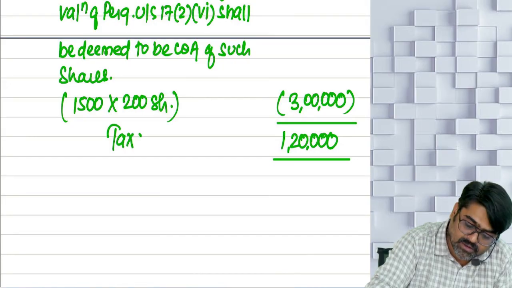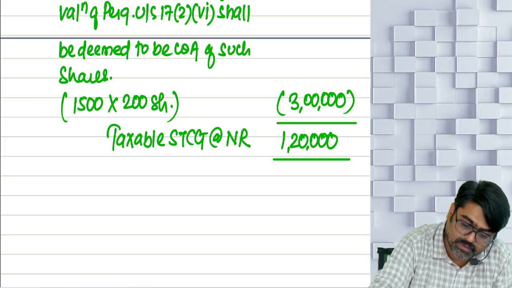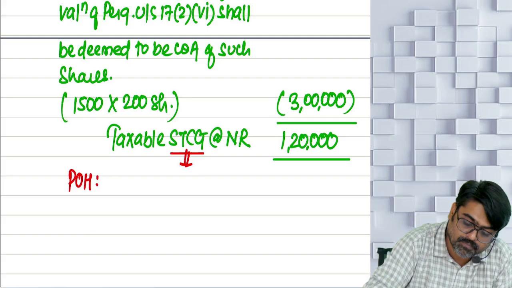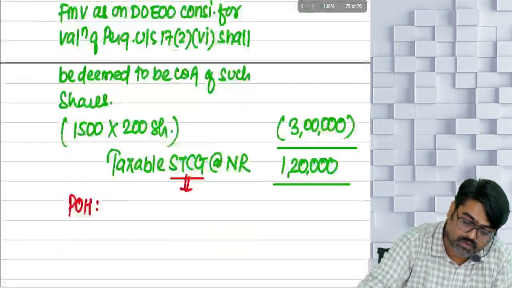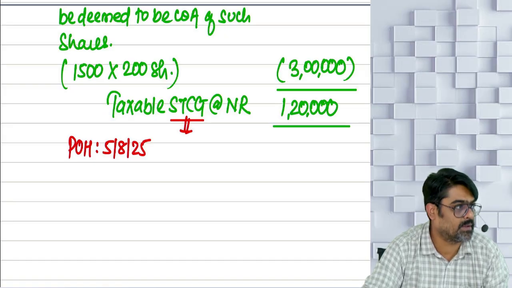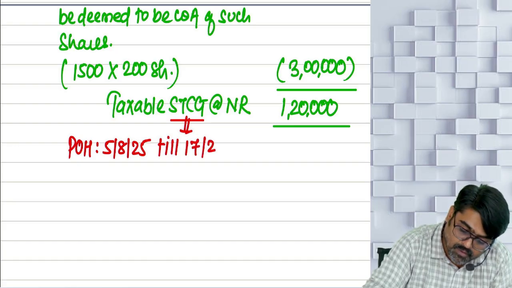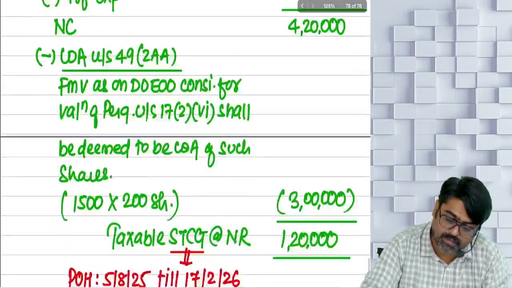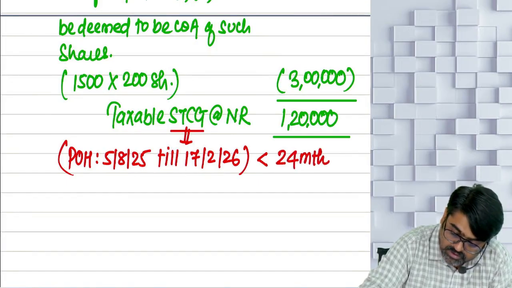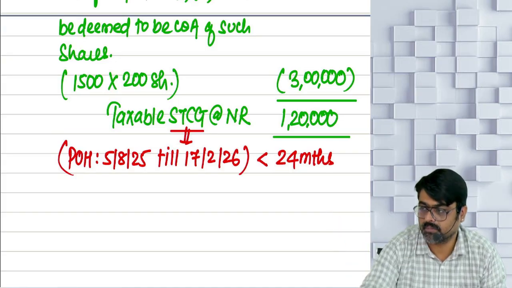This is taxable short-term capital gain at normal rates. Why short-term capital gain, sir? The period of holding you are going to take from which date? 5th of August 2025. Date of allotment, and not from the date of exercise of option. Till the date of transfer, 17th of February 2026. Getting my point? So this period of holding is less than how many months? 24 months. Because the shares are unlisted shares, I'll check 24 months. And if this is less than 24 months, hence the gain is short-term capital gain.